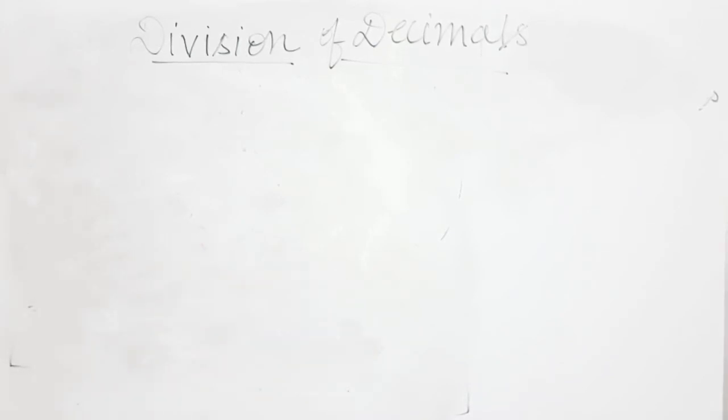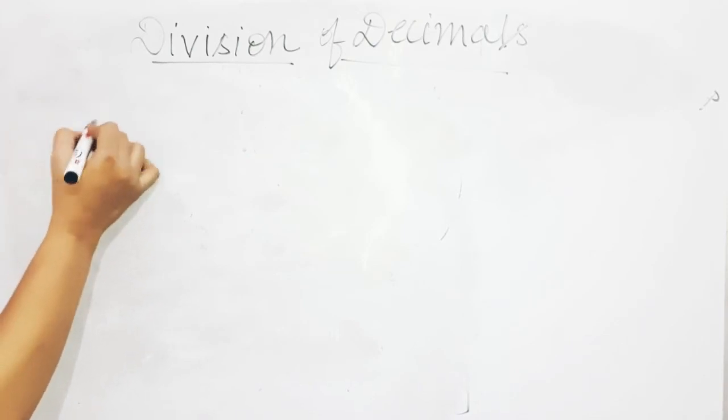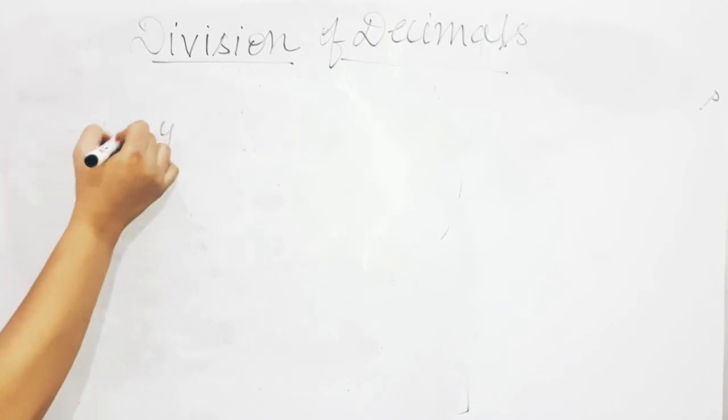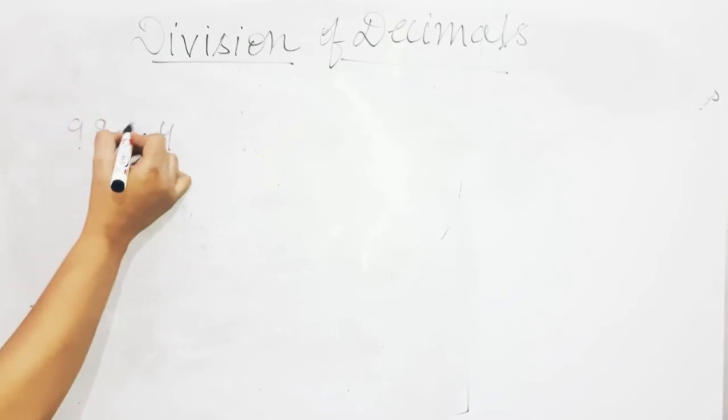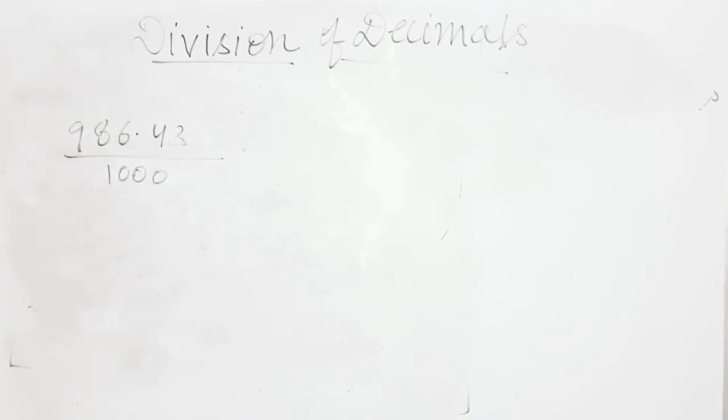Let me take some more examples to explain this. For example, a term is written like this: 986.43, and it has to be divided by 1000. Now students, count the number of zeros. If you want, you can comment your answers in the comment section. How many zeros are there? 3 zeros. So the decimal point will be shifted 3 places.